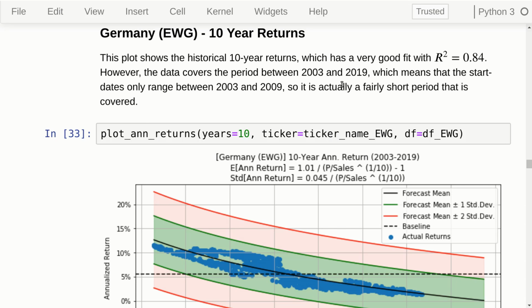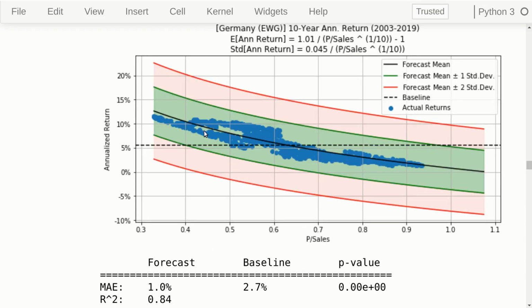We can also look at 10 year annualized returns, but again we have the problem that the start dates will only range between 2003 and 2009, so a 6-year period roughly, because the last 10-year period has to go from 2009 to 2019, which is the end of our dataset. And if we plot it, we see a fairly tight fit around the forecasted mean, and the R-squared value is 0.84. But just keep in mind that we don't have a lot of data for this plot.